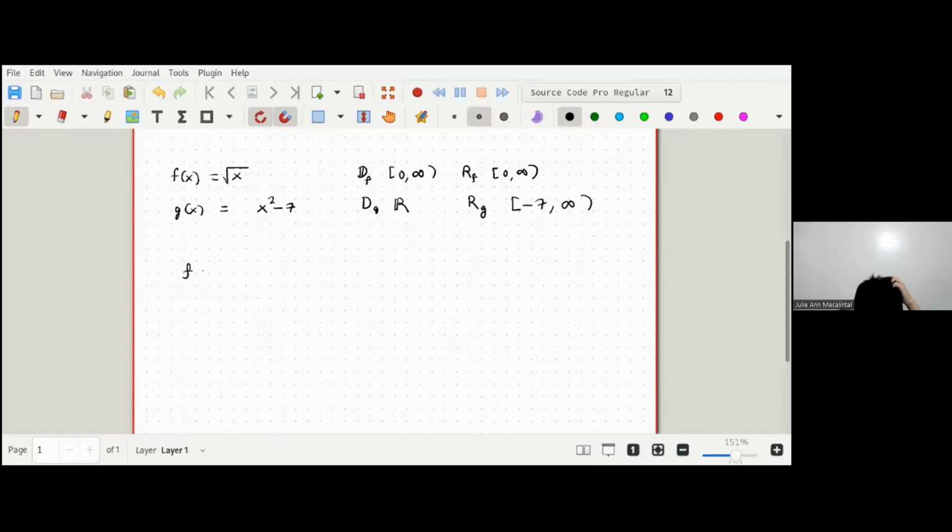So, ang tanong ngayon, ano ang domain at range ng f circle of g? So, let's see how this can be worked out. So, let's start with g. Tingnan natin yung domain ng g.